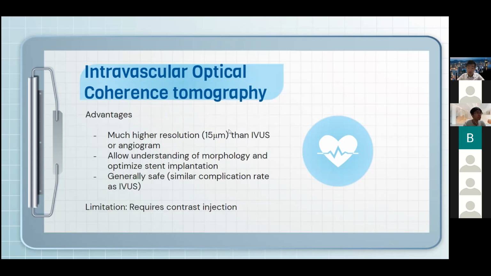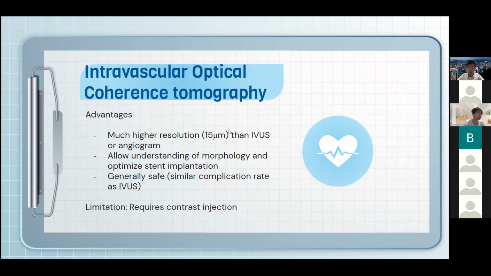So as I've mentioned, the advantages: it has a much higher resolution, up to 15 micrometers compared to IVUS or angiogram. It allows understanding of morphology and optimizes stent implantation. The good thing about this is that for IVUS, it is really difficult for you to insert the catheters back into the vessel once you have placed the stent there. But for OCT, that's not a problem.